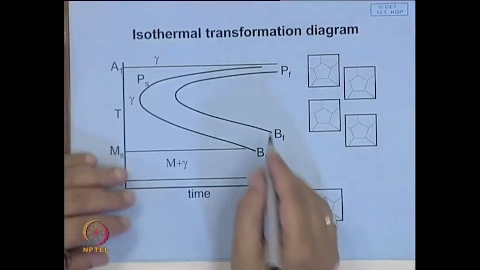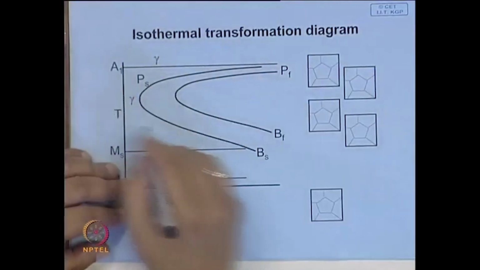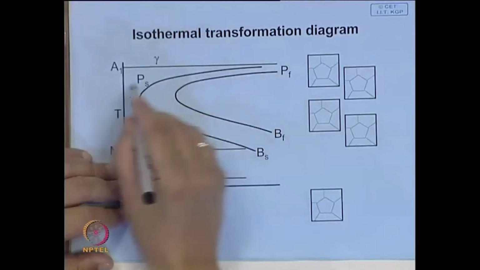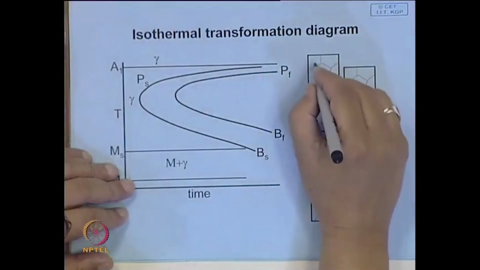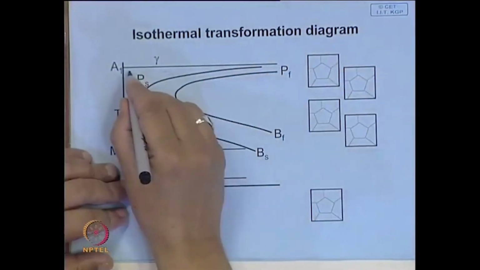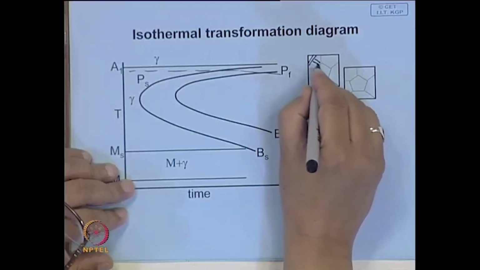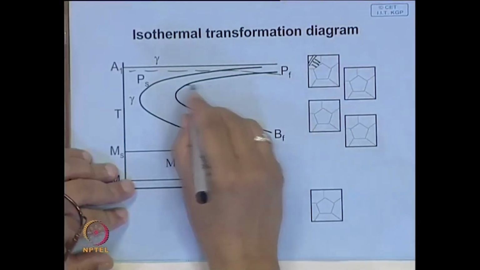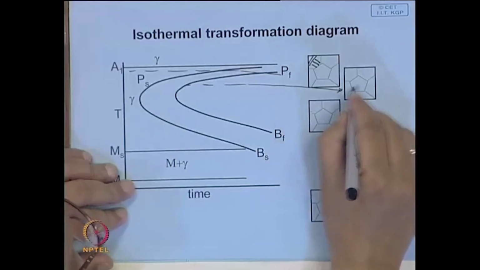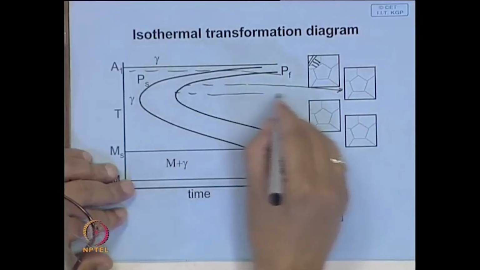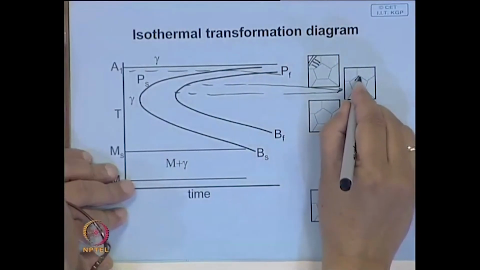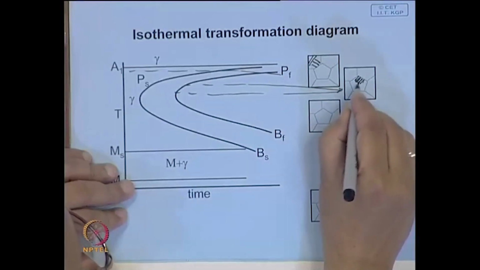Now, we in fact have talked about this transformation diagram. Depending on the isothermal transformation, if you are transforming somewhere here, you get a coarse pearlite structure. If you are having a transformation somewhere here, or somewhere near the nose, you have very fine pearlite.